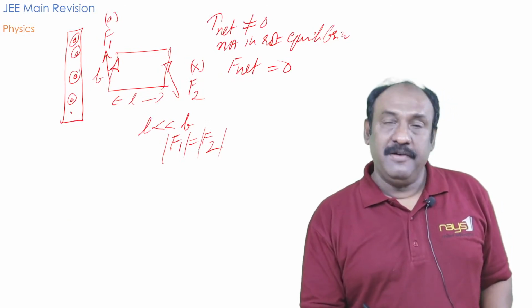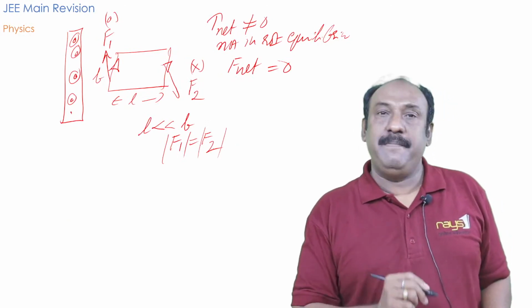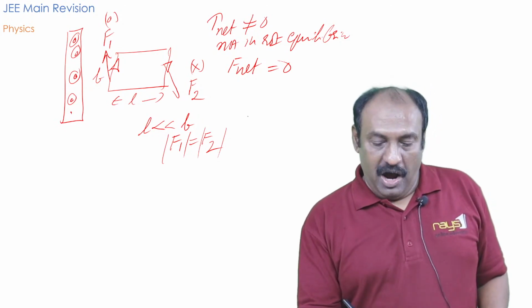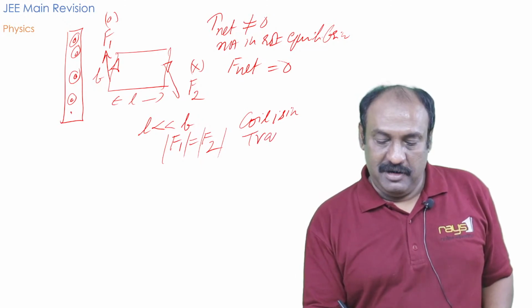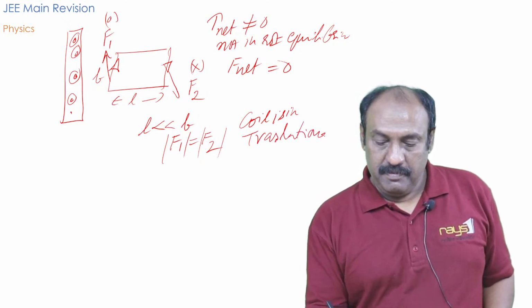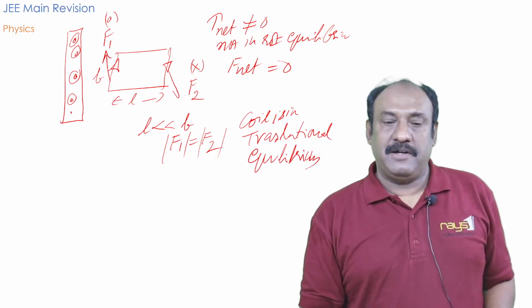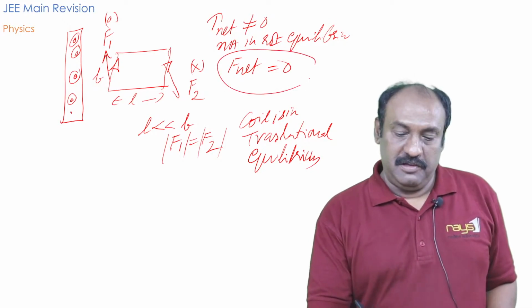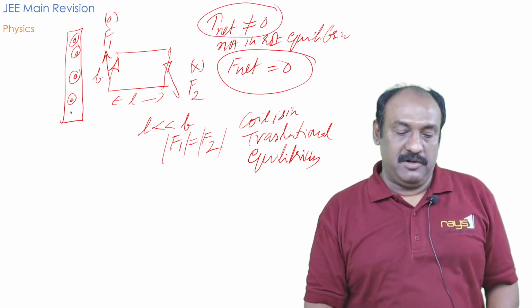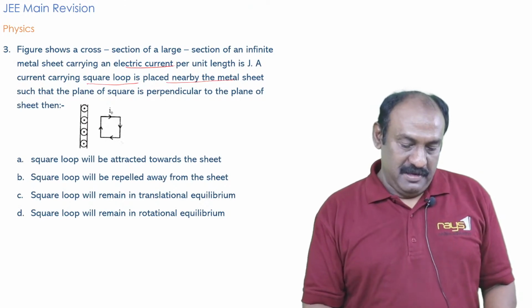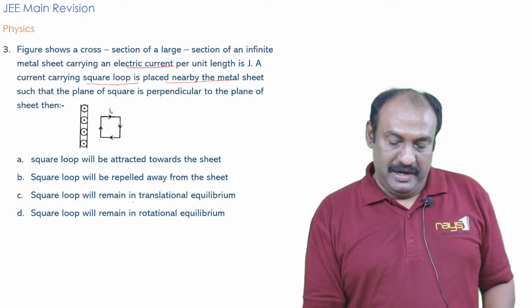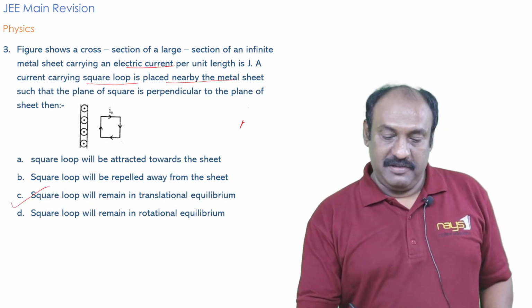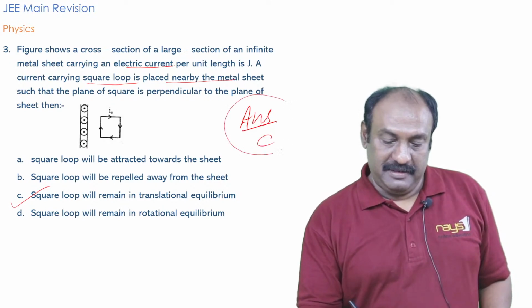So due to that, here F1 is equal to F2, equal in magnitude. Therefore, the coil is in translational equilibrium, but not in rotational equilibrium. So net force is 0, net torque on the coil is not equal to 0. So the answer for this question: the square loop will remain in translational equilibrium. So the answer is C for question number 3.